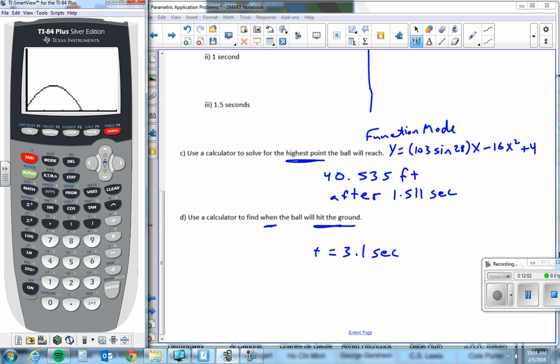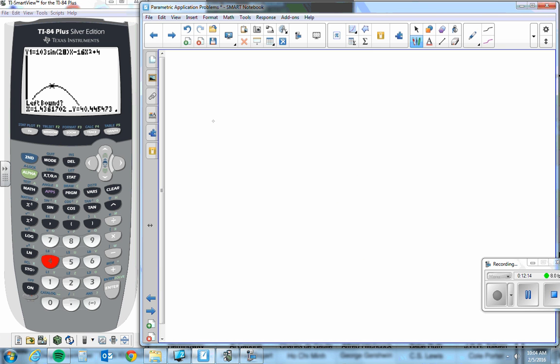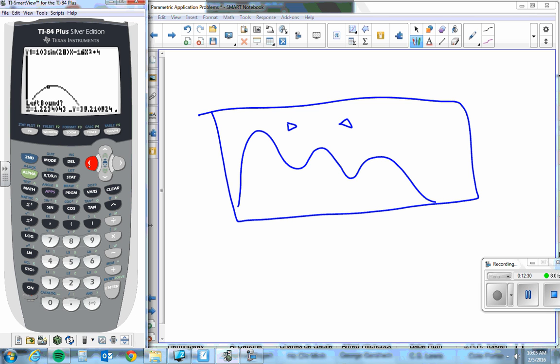Now, to calculate the maximum, you do second calc 4. And then you need to get the idea of what the left bound and right bound questions are asking. Here, let me show you. Imagine you have a screen with multiple maximums. Then you need to define your left bound and right bound, so it will find the right one. You're telling it which part of the screen to look on, basically. That's all you're doing.